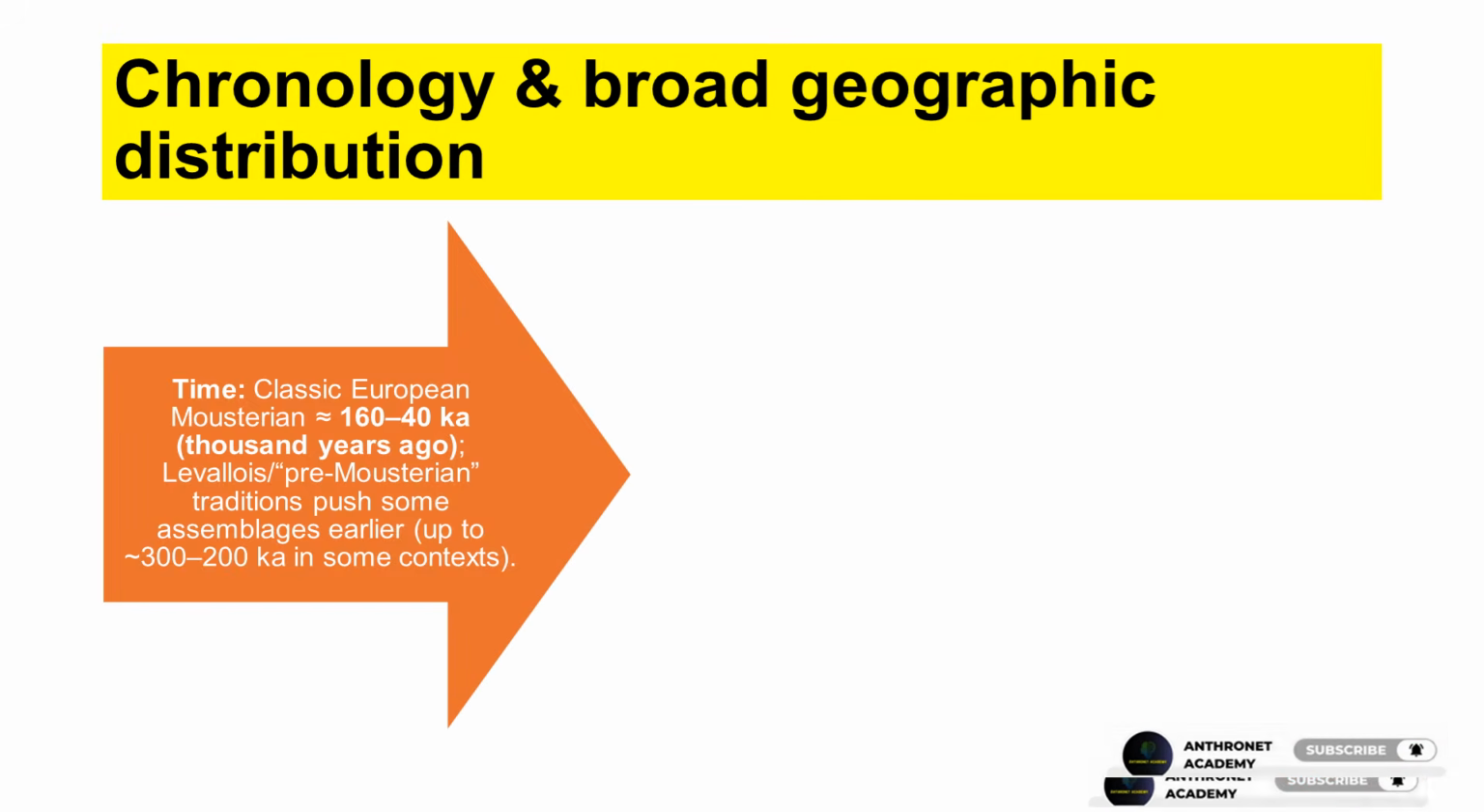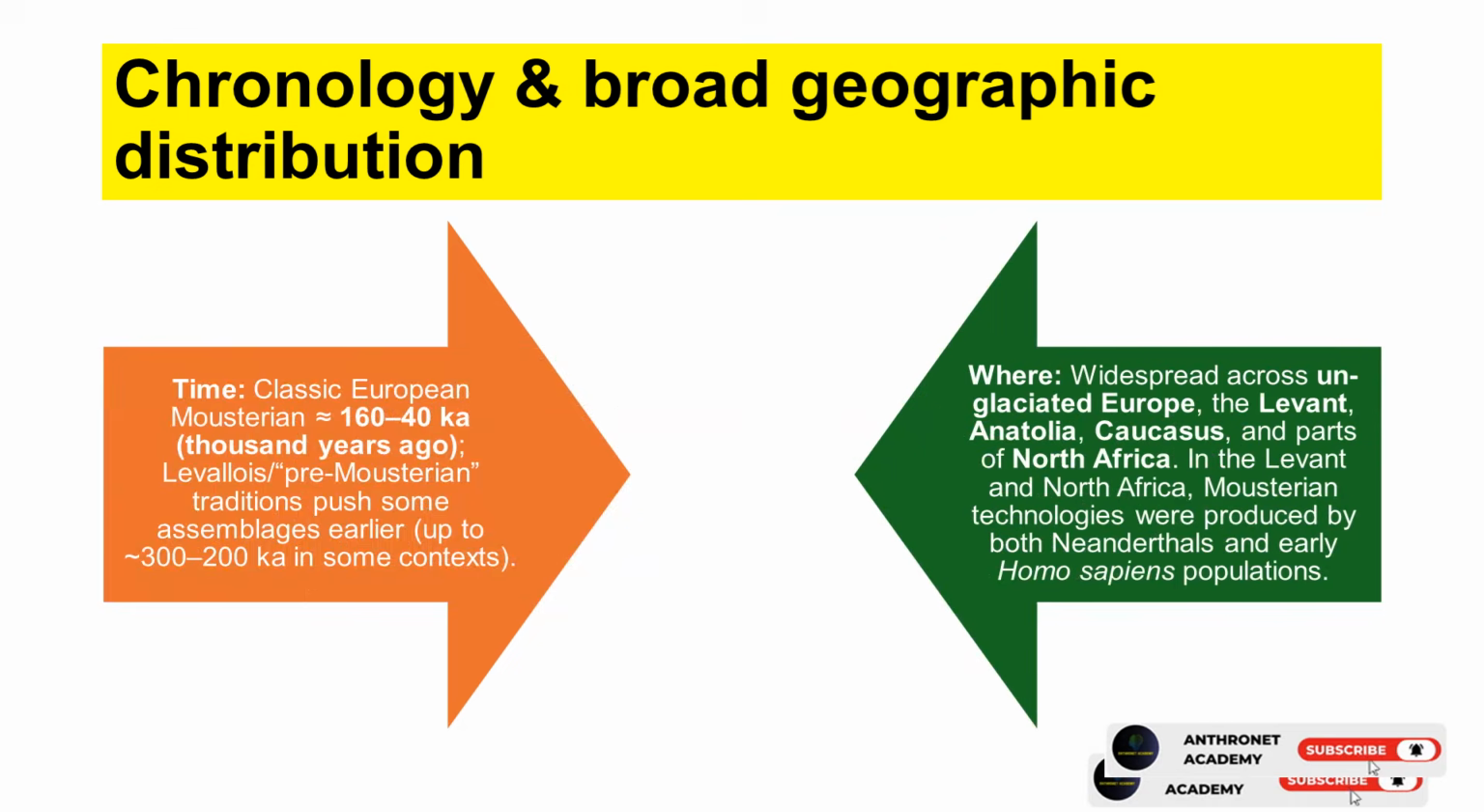Chronology and broad geographic distribution. Time: classic European Mousterian is roughly 160 to 40 Ka (thousand years ago). Levallois and pre-Mousterian traditions push some assemblages earlier, up to 300-200 Ka in some contexts. Where: widespread across unglaciated Europe, the Levant, Anatolia, the Caucasus, and parts of North Africa. In the Levant and North Africa, Mousterian technologies were produced by both Neanderthals and early Homo sapiens populations.